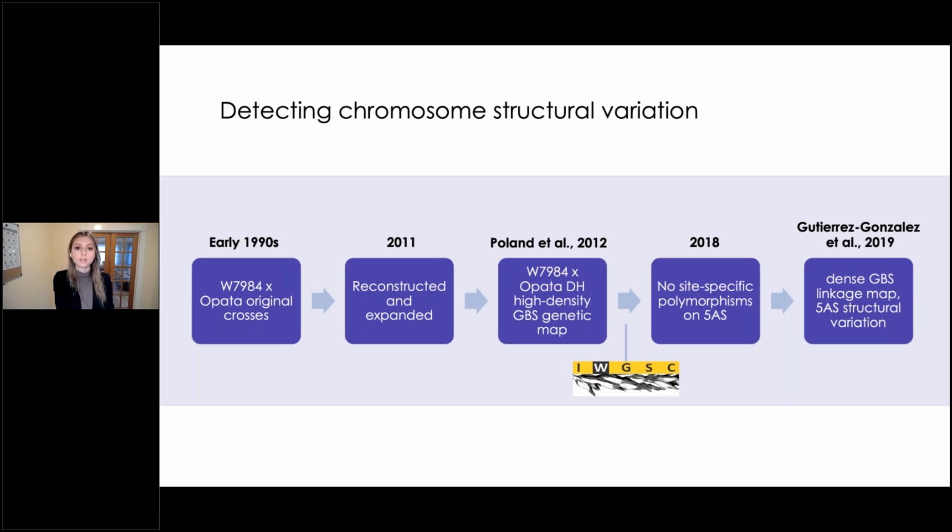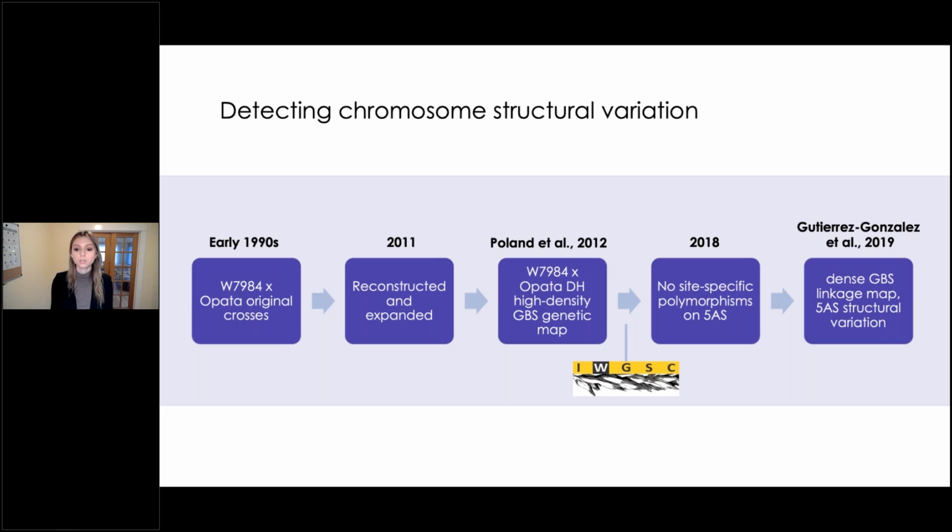In 2011, the population was reconstructed and expanded and genotyped with SSR markers and DArT markers, and those are scored on a presence-absence of genomic fragments, so it wouldn't have necessarily alerted researchers to the fact that the short arm was missing if all of the markers were presence-absence. And in 2012, GBS markers were developed for the population's genetic map, but this was again before we had a reference genome, and it may not have been obvious that they were all mapping to the long arm.